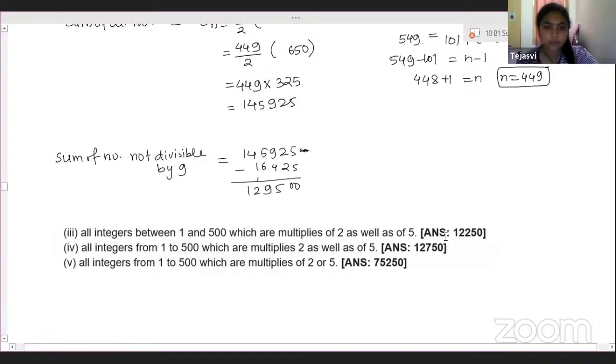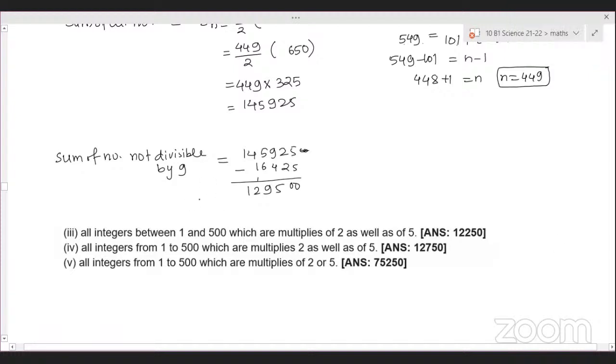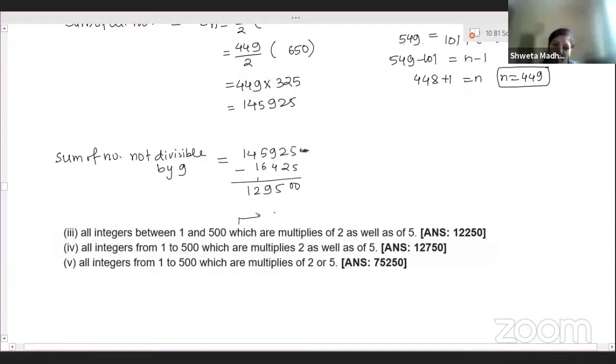Because the LCM of 2 and 5 is 10. So every multiple of 10 is divisible by both 2 and 5. So your AP will start from the multiples of 10, that is from 10 till 490. And in the fourth question, it is also starting from 10, 20, 30 till 490.